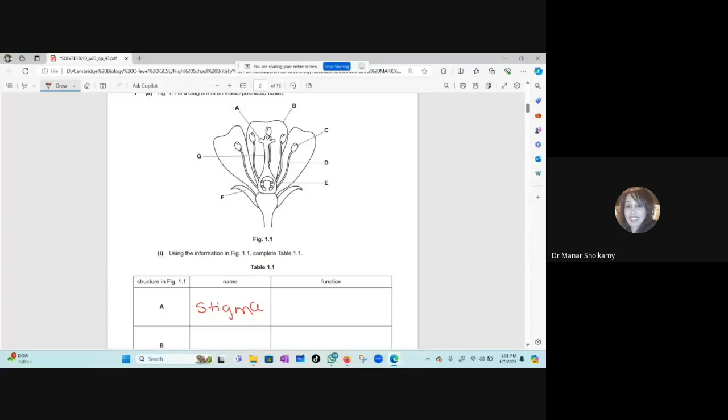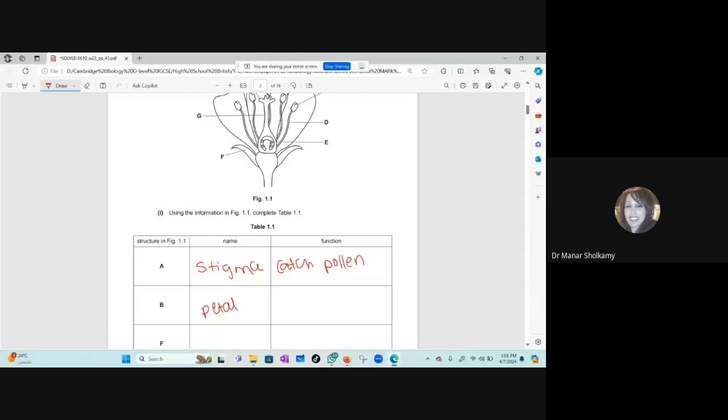Come on, that's very easy. What does it catch? It catches pollen. Yes, of course. It is sticky, of course, to catch the pollen. These are easy questions. We need to get them done quickly. What is B? Petal. And what is the function of the petal? It's colorful to attract insects.